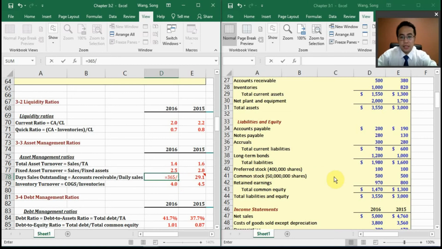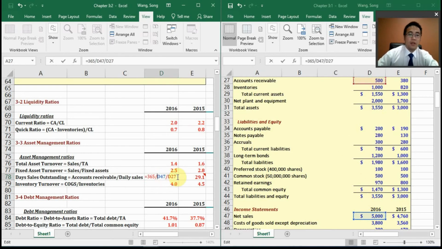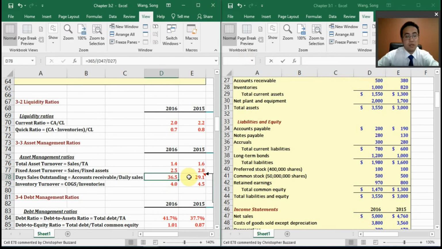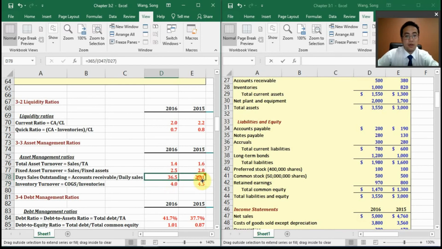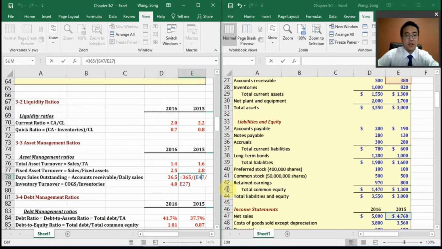You're gonna use sales, it's right here, divided by the accounts receivable. And be careful when you do the input. You need to put a set of parentheses to prioritize the calculation of the receivable turnover. And then after 2016 is done, you drag it to the right to get the calculation for 2015.